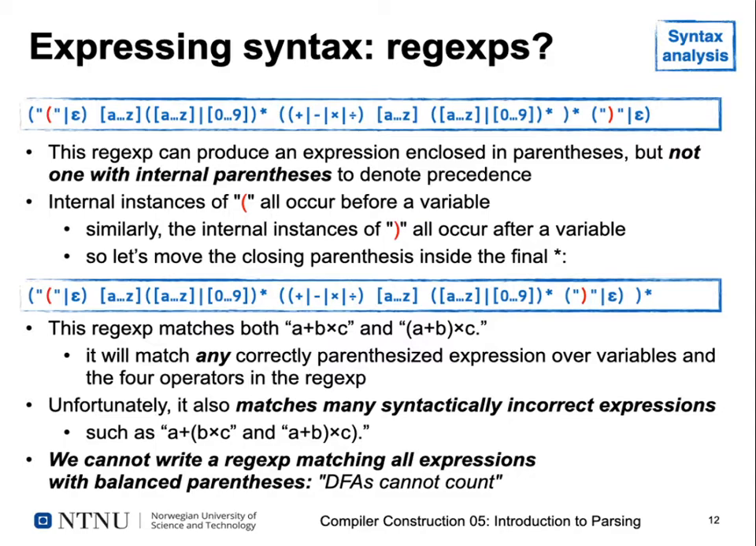This expression also matches expressions which are syntactically incorrect, so which have a non-matching number of brackets or a bracket in an incorrect place. So for example, we can also match a plus opening bracket b times c, no closing bracket, or a plus b closing bracket times c closing bracket, because we have a bracket or the epsilon to choose at the beginning and the end. So essentially, these strings would match the case where we match one of those with a bracket and the other one with an epsilon.